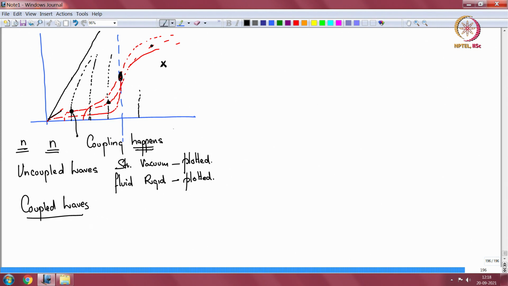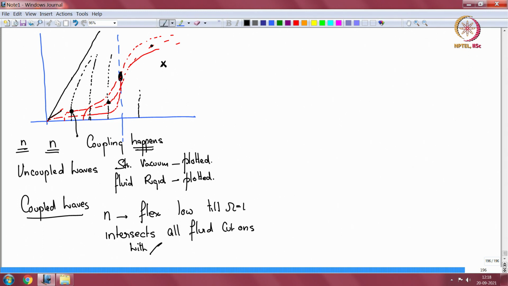So what I was saying was that a particular n structural flexural wave cuts on and remains low in its value till omega equal to 1, and therefore along its path it intersects all fluid cut-ons with the same n. And this intersection is a kind of coincidence where the structural wave, if it is vibrating, will communicate with the fluid, or if there is a lot of sound in the fluid, it will communicate with the structure. Okay. So these intersections are very important.